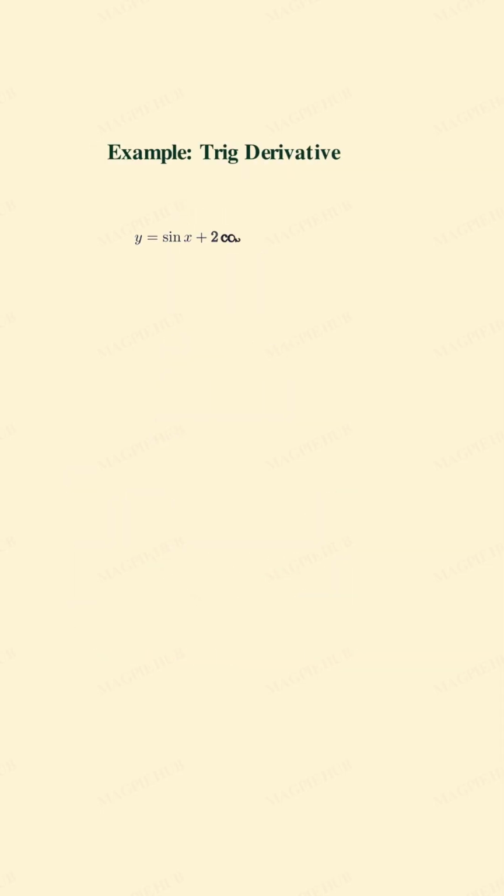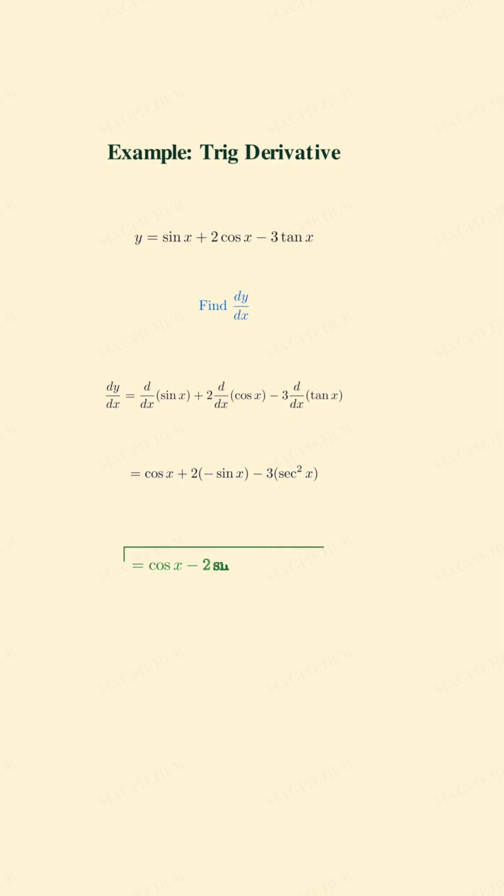Example. Find the derivative of y equals sine x plus 2 cosine x minus 3 tan x. Apply the sum and difference rules with trig derivatives. Derivative of sine x is cosine x, derivative of cosine x is negative sine x, multiplied by 2. Derivative of tan x is secant squared x, multiplied by negative 3. Final answer, cosine x minus 2 sine x minus 3 secant squared x.